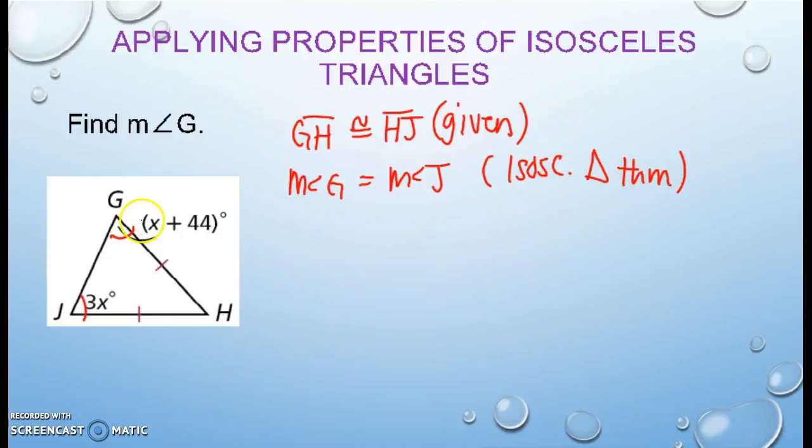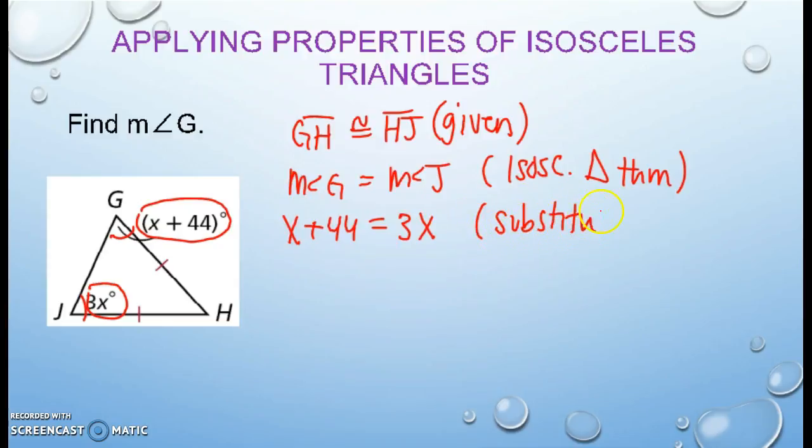And so now I can just substitute each of those expressions in for G and J. So x plus 44 has to equal 3x. And that is just substitution. And now I'm able to solve to find the value of x. So I have x plus 44 equals 3x. I want to get all of my x's on one side, so I'm going to subtract x from both sides. So 44 is equal to 2x. That's just using algebra.